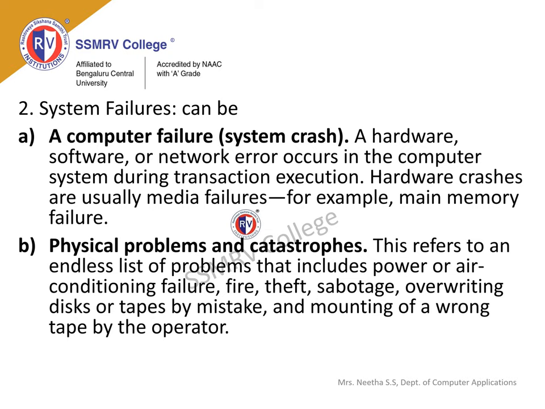Next, we have physical problems and catastrophes. This refers to an endless list of problems that includes power or air conditioning failure, fire, theft, sabotage. Sabotage means continuous failure in a particular part. Also overwriting disks or tapes by mistake, and mounting of a wrong tape by the operator. These are all examples of physical problems.